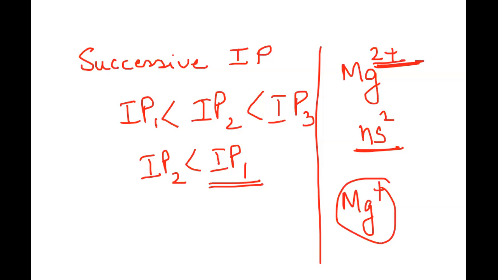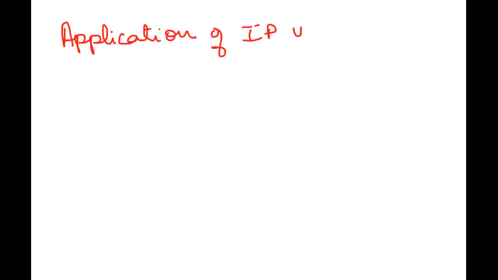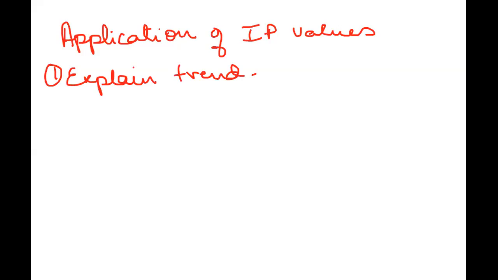Then the next thing you have to do is the applications of ionization potential. What are the applications if you know the values of the ionization potentials? The applications are very simple. You already know them, but we just have to frame how to apply them. Application of ionization potential values: the first is that it explains the trend from a metallic character to a non-metallic character.